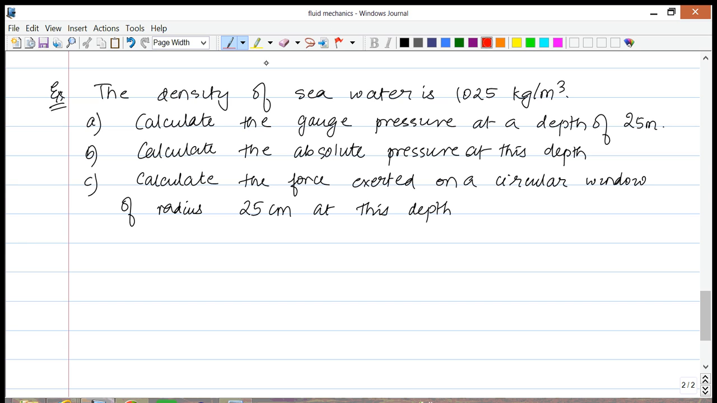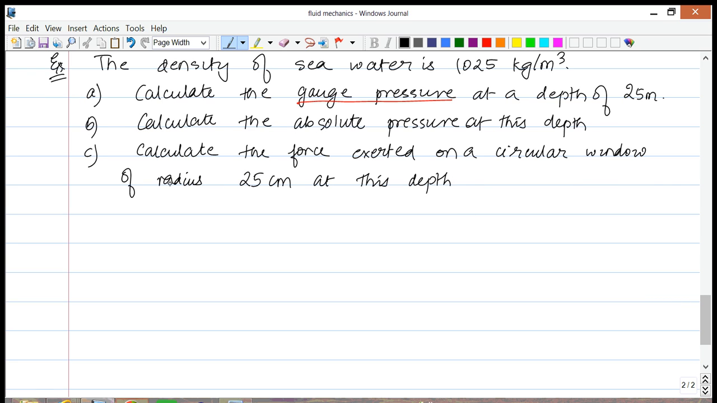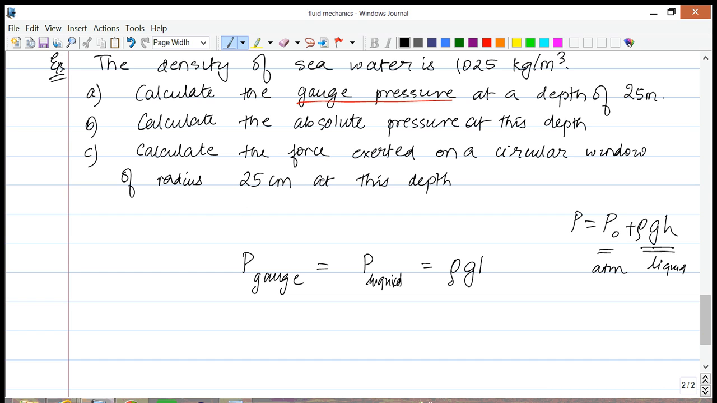The first question asks for the gauge pressure. Now this is not the absolute pressure, this is simply the gauge pressure. So let's make sure that we understand what gauge pressure is. Gauge pressure is nothing but the pressure due to the liquid part. From the expression P equals P0 plus rho gh, we know that P0 is the atmospheric part, and rho gh is nothing but the liquid part. So when I ask for gauge pressure, all I'm asking for is calculating rho gh.